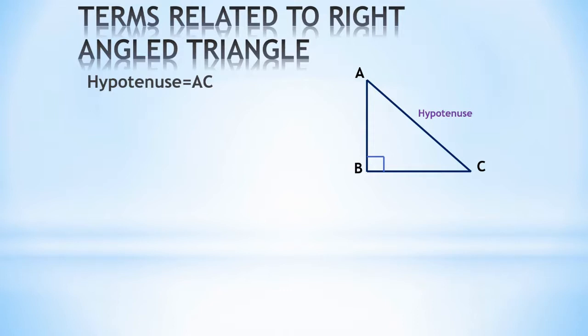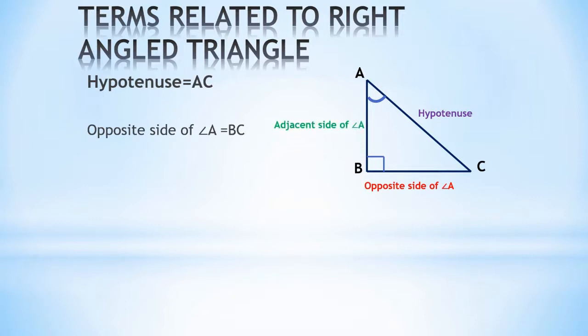Among those two angles, if I consider angle A, BC will be the opposite side of angle A. Then AB will become the adjacent side of angle A. Adjacent side means the neighboring side of the angle which we have considered.